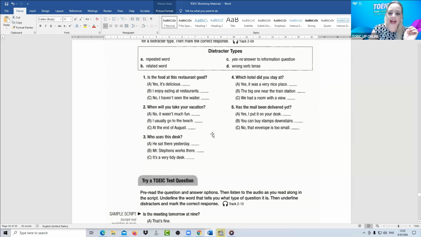Okay, number 5. Has the mail been delivered yet? A, yes, I put it on your desk. B, you can buy stamps downstairs. Or C, no, that envelope is too small. What is the answer? A. A is the answer. Yes, I put it on your desk. I put the mail on your desk. What distractor type is number B? Related word. Related. Stamps, mail.